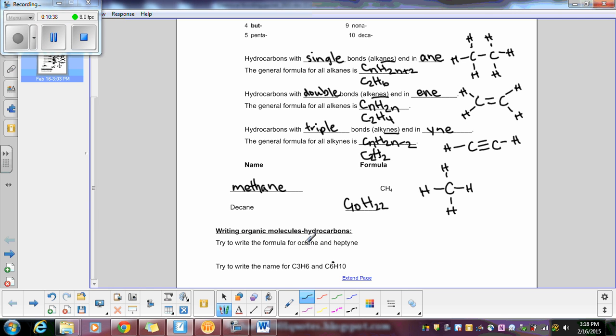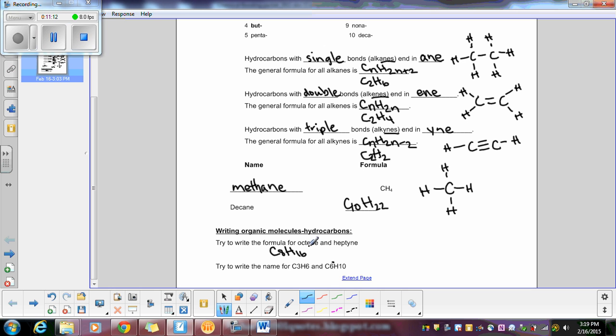So I know for octene, the oct tells me I have 8 carbons. So I'm going to say carbon, I have 8 of them. Ene tells me that it's a double bond. So if I look back up at my formulas, I'm going to see that to find the number of hydrogens for alkenes, I just take 2 times the number of carbons. 2 times 8 gives me 16. So the formula for octene is C8H16. Hopefully you got that one right.